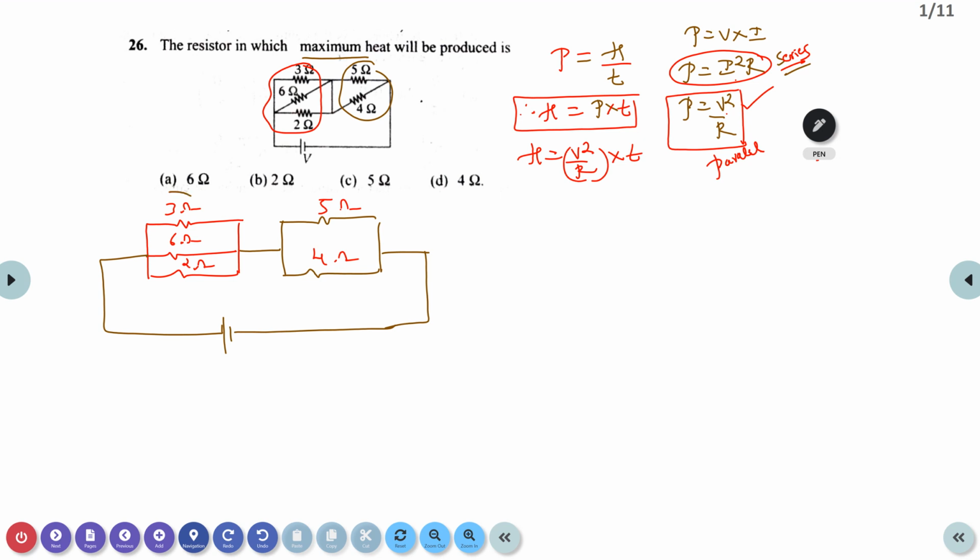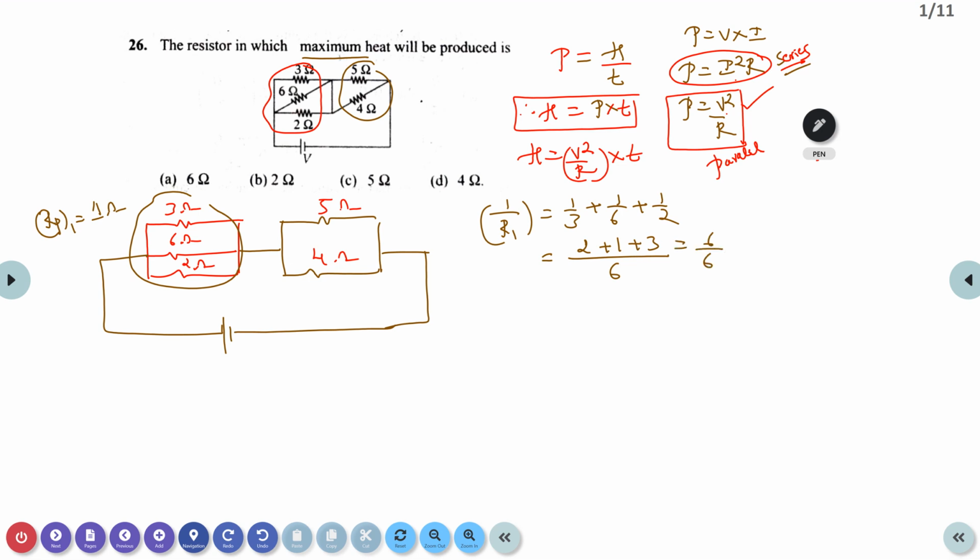The effective resistance of this will be Rp1, equal to 1 ohm. Because it is 1 by 3 plus 1 by 6 plus 1 by 2. Okay, I will do it. 1 by Rp1 equals 1 by 3 plus 1 by 6 plus 1 by 2. The LCM is 6. 2 plus 1 plus 3 equals 6 by 6, equals 1. It is 1 by Rp1. Therefore, taking the reciprocal, Rp1 equals 1 ohm.